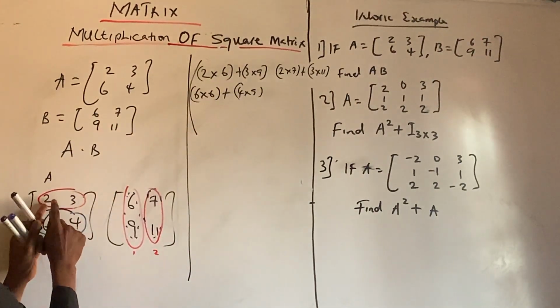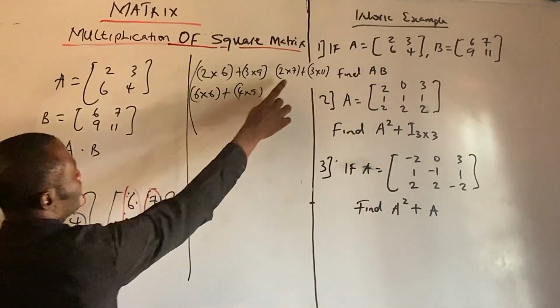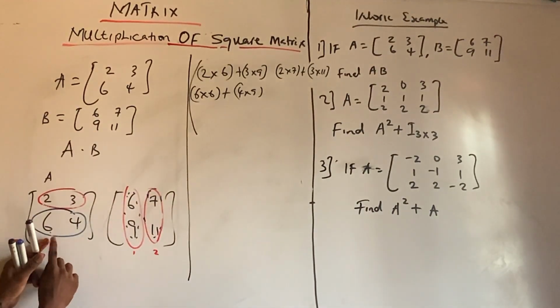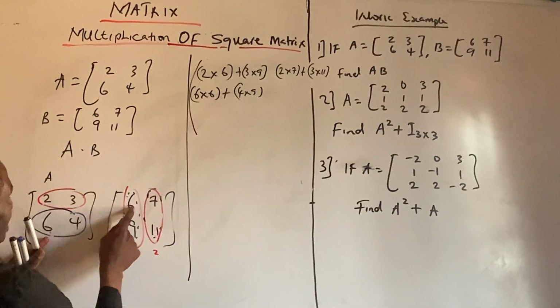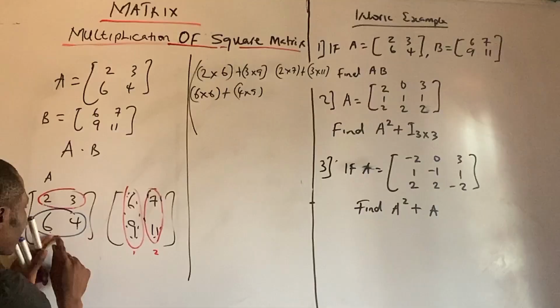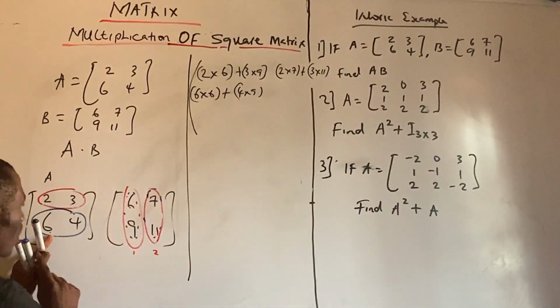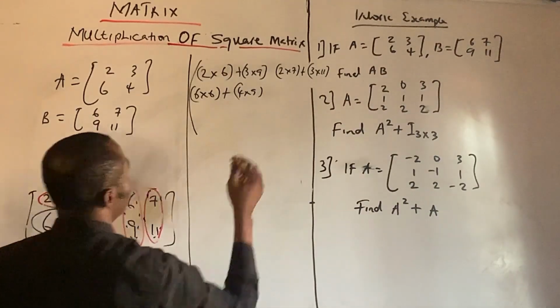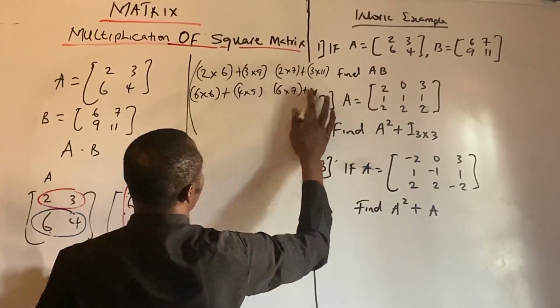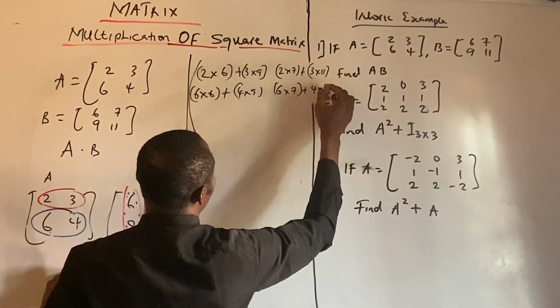Then the next one, take this one to this side: 2 times 7 and 3 times 11. You add it together. Then we start again: 6 times 6 for this one, 4 times 9 for this one. You add it again. Last one, 6 times 7 plus 4 times 11.